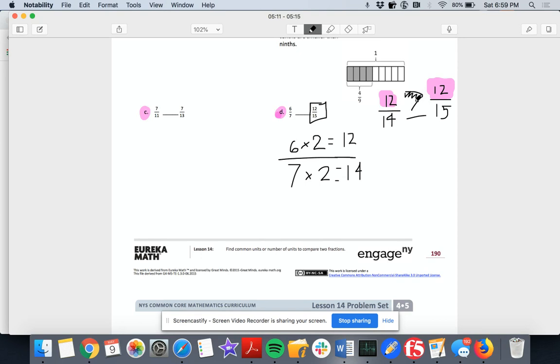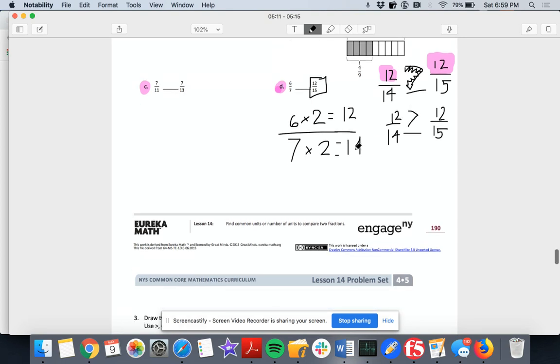That might be a little confusing because you might think, oh, 15 is bigger than 14. And yes, that's the case. But we're dealing with fractions right now. And when we're dealing with fractions, if the denominator is a bigger number, that number actually ends up being smaller. So 12/14 is greater than 12 over 15.